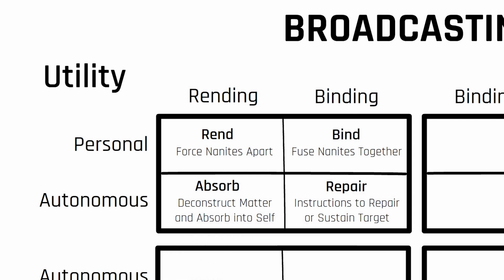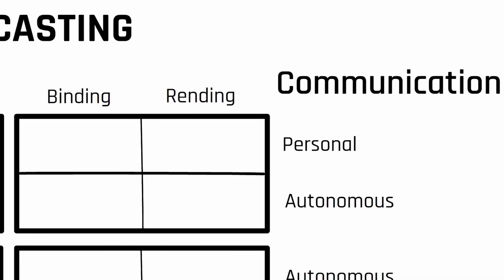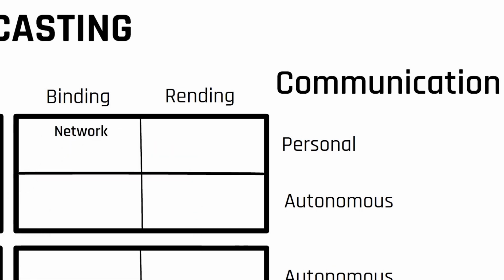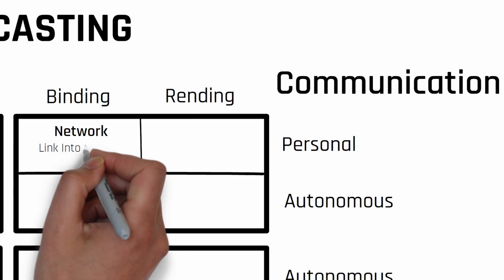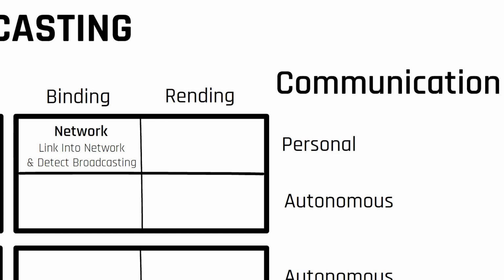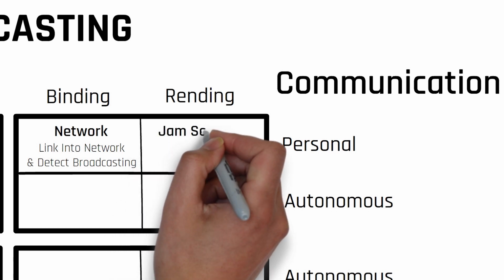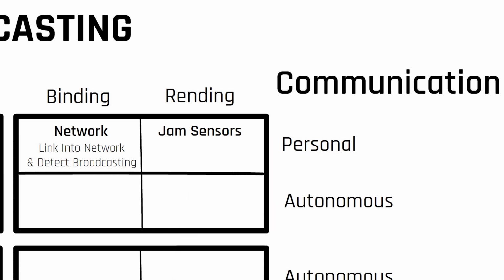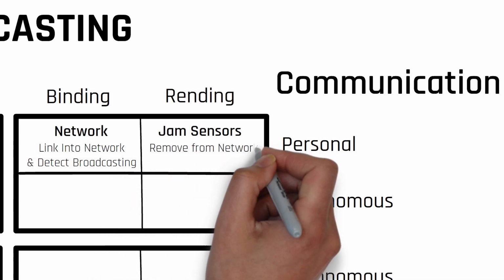Then we have comms. For the personal binding effect, I wanted to go with link senses, or like link into a network, whether that's a helmet or goggles or just an innate cerebral implant that allows them to actually tap into the network of creatures or objects or sensors or whatever that they have claimed and placed around them, expanding their ability to see, hear, read, and so on. For the personal rending effect, I went with jam sensors. So this would allow a magic user to try and jam the sensing and potentially the commands of other magic users in the area.